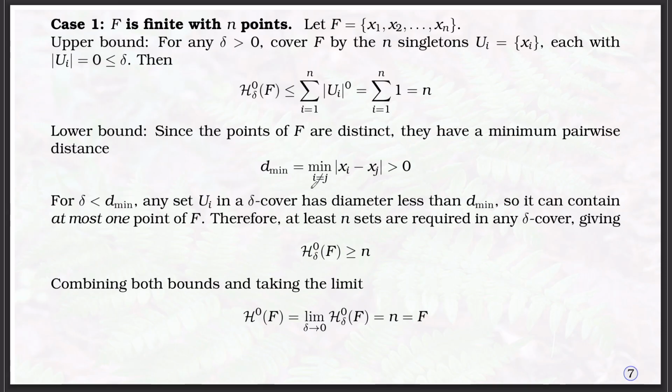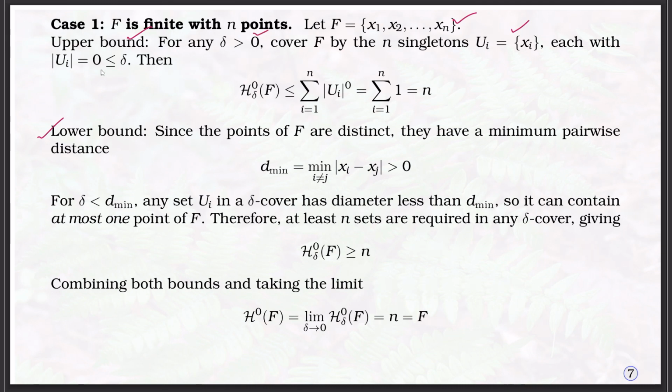Now there are two cases. F is finite with n points. Suppose F has only a finite number of points. Then we can find the upper bound and the lower bound. For any delta greater than 0, cover F by the n singleton sets u i, because a singleton is closed. We can cover by closed sets, not an issue, because the measure is unchanged with respect to closed sets. So we use the singleton sets to cover F, each of which has diameter 0, which is less than or equal to delta for any delta greater than 0.